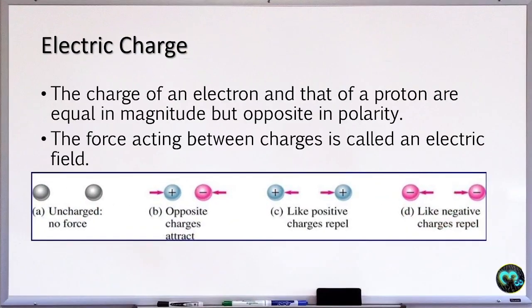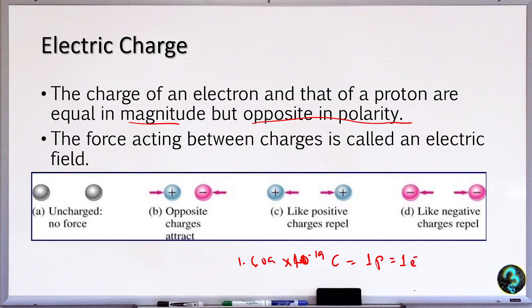The charge of an electron and that of a proton are equal in magnitude but opposite in polarity. Yun yung 1.609 times 10 to the power of negative 19, ito yung charge ng isang proton or ng isang electron. The force acting between the charges is called an electric field. So when we say electric field, that is the force na nag-exist between charges.